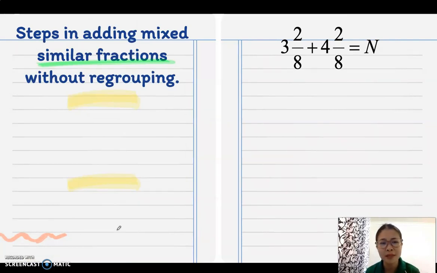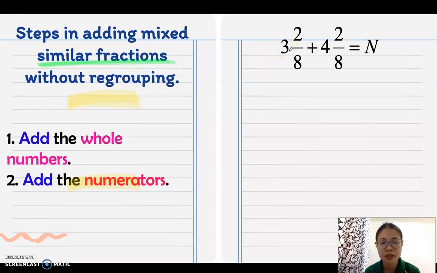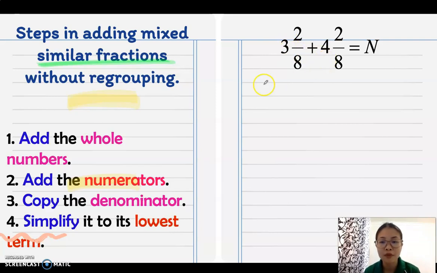What are the steps in adding mixed similar fractions without regrouping? When you say mixed similar, that means there is a whole number aside from the fraction. You add the whole numbers: 3 plus 4 is 7. Then add the numerators: 2 plus 2 is 4. Then copy the denominator. So the answer is 7 and 4/8.